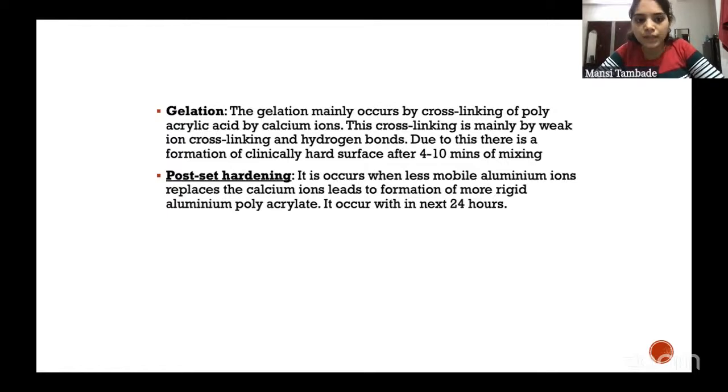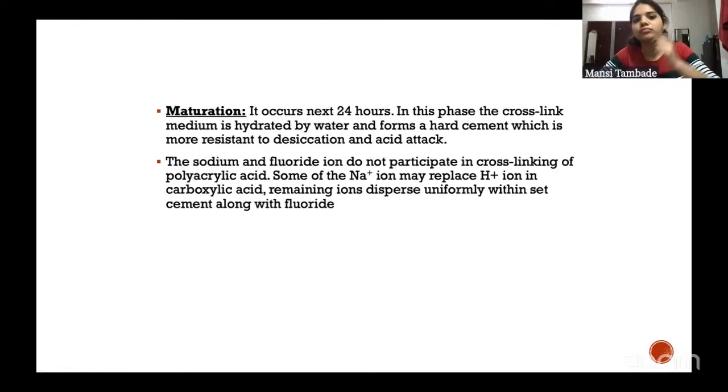Okay. Post-set hardening occurs when less mobile aluminum ions replace the calcium ions, leading to the formation of more rigid aluminum polyacrylate. It occurs within the next 24 hours. See, post-set hardening is done after the next 24 hours. You should definitely know that gelation is the procedure that occurs after 4 to 10 minutes of the mixing. Maturation occurs over the next 24 hours.